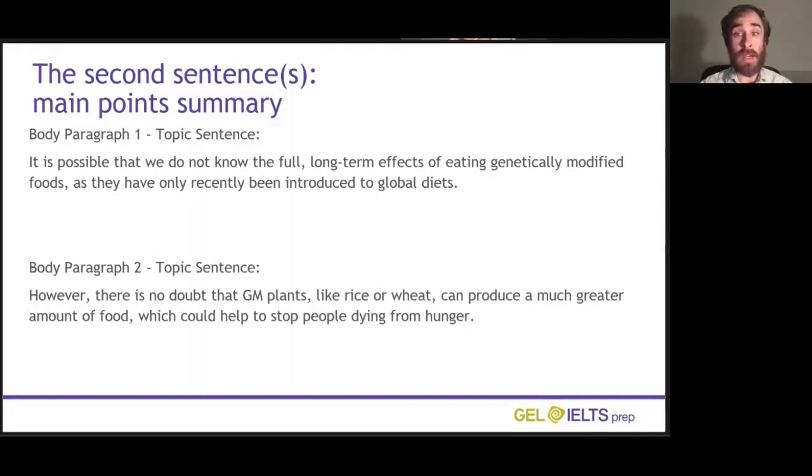I'm going to tell you 3 possible questions, and I'd like you to decide which is the question for this essay. Is it A, should we always trust scientists? Which is more important, advice from experts or advice from friends? B, what are the advantages and disadvantages of genetically modified foods? C, what are the causes of people dying from hunger and what are the solutions? Look at the question below this video and choose the correct option.